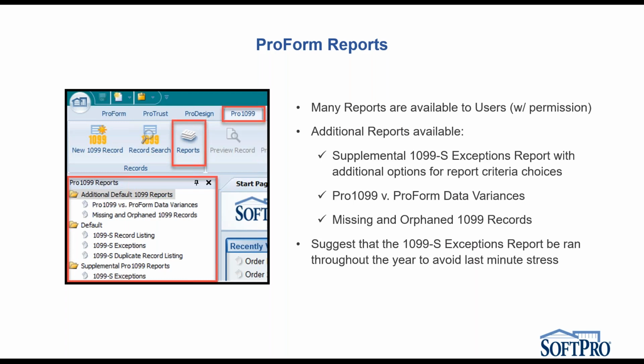We do have additional reports available within Select. We have our supplemental 1099 exception report, which gives us additional options for reporting criteria. We also have a Pro 1099 versus Pro Form data variance and a missing and orphan 1099 record report as well. So we'll give you a brief show of those.